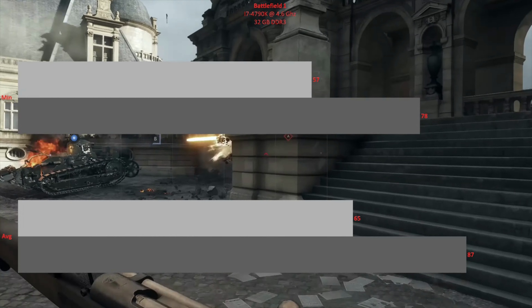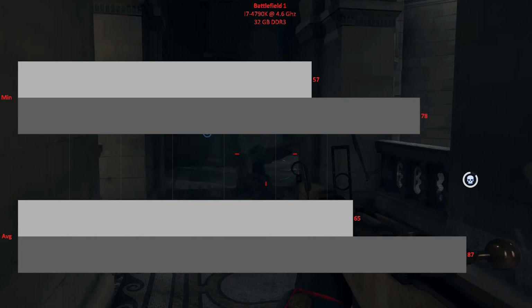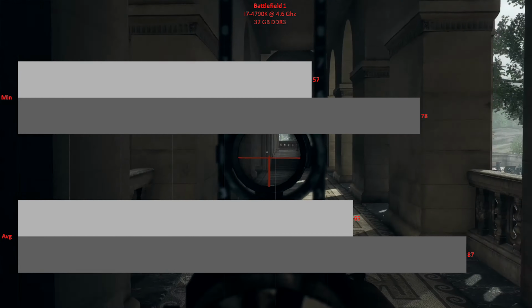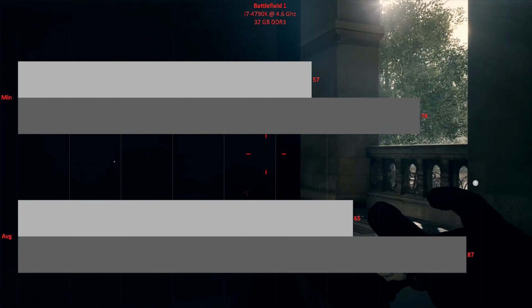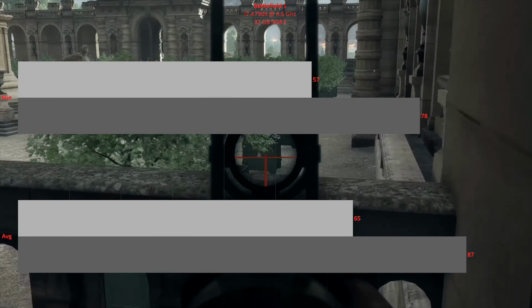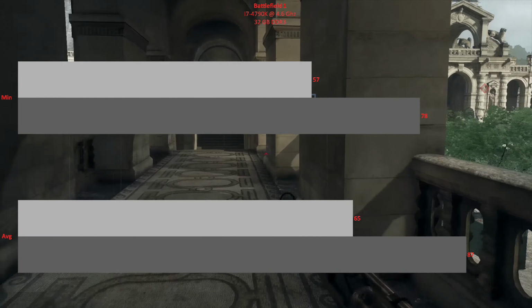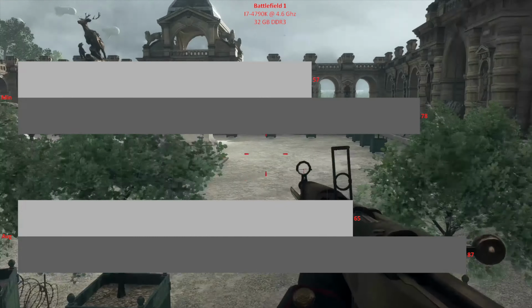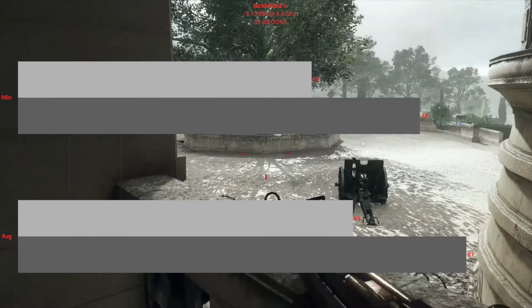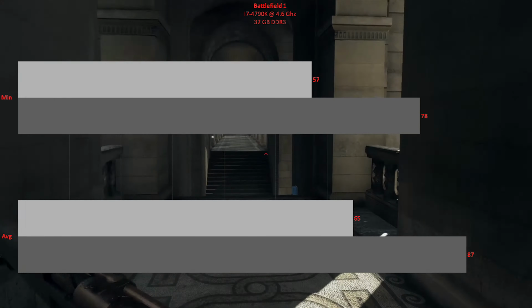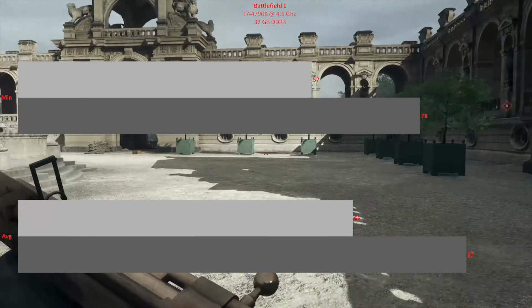And on to the most beautiful and newest game I've tested, Battlefield 1. If you want to check out my review for it, I'll leave the card right here. And so I tested this game at 1080p and 1440p as well. And at 1080p, I averaged 87 FPS and got a low of 78. And at 1440p, I averaged 65 FPS with a low of 57. So this is pretty much a brand new game. And it still runs at well over the 65 FPS threshold.